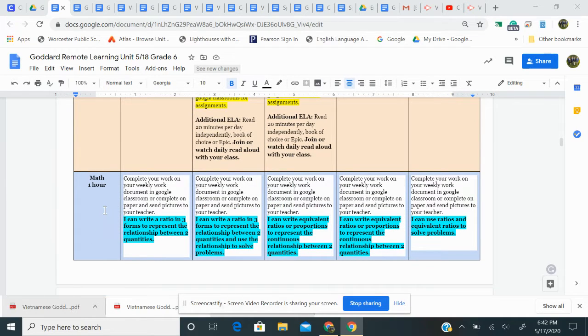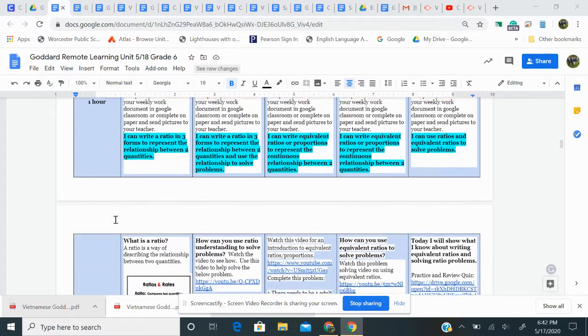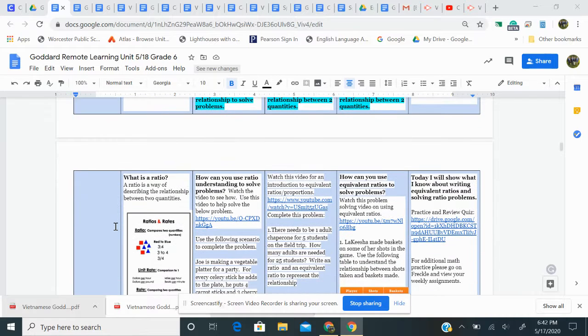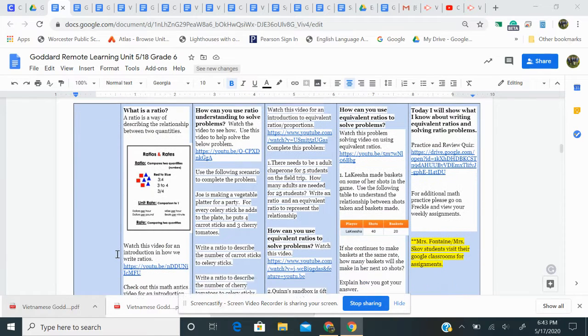On to math. You should also be spending about 1 hour on math. Complete your work on your weekly work document in Google Classroom or complete on paper and send pictures to your teacher. I can write a ratio in 3 forms to represent the relationship between 2 quantities. What is a ratio? A ratio is a way of describing the relationship between 2 quantities. And here's a visual here to show you what rates and ratios are.